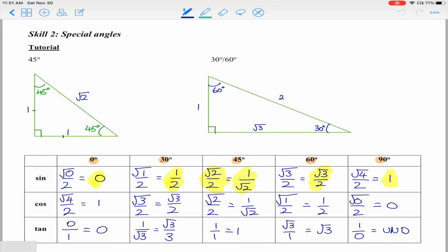This is Skill 2, special angles. This is easy but critical, so please pay attention to this very carefully.